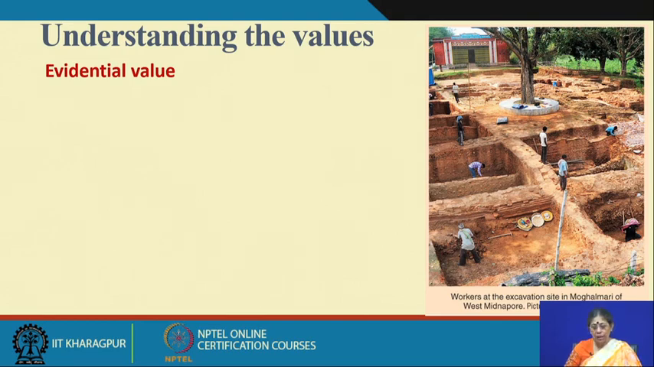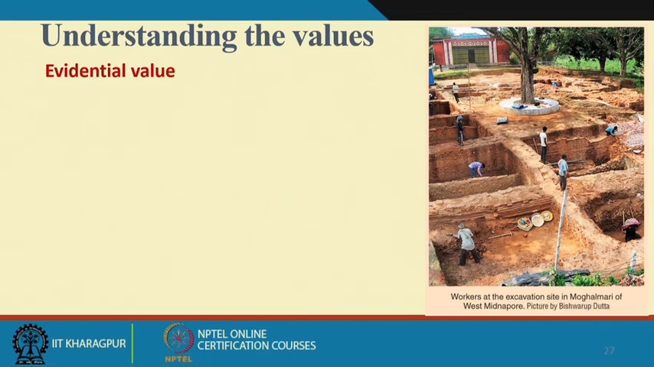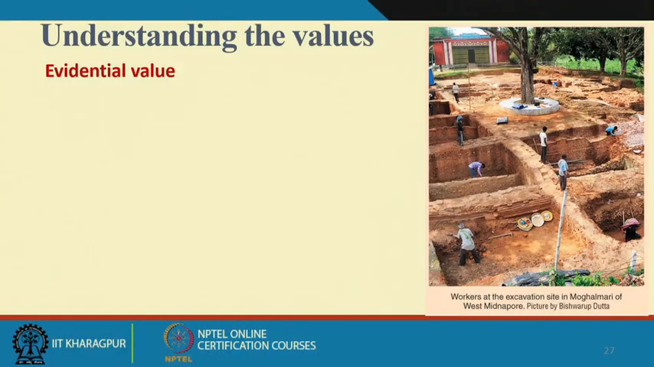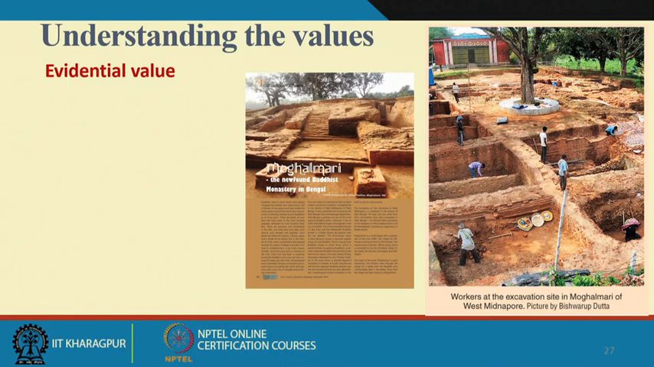Their evidential value, for example, this is Moghalmari, which is in Midnapur, very close to the Kharagpur area, a place called Datan. It was known that this place was frequented by Buddhist monks and other pilgrims, but there was not much evidence for that. Datan is also associated with Dantanagari, and it is said that Buddha's tooth was preserved here. There was a sort of myth about the association of this place.